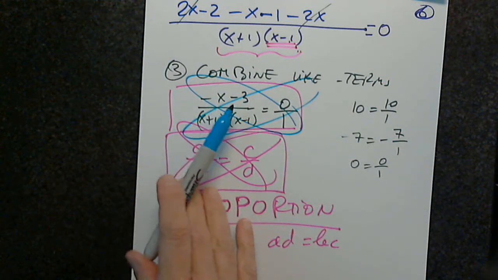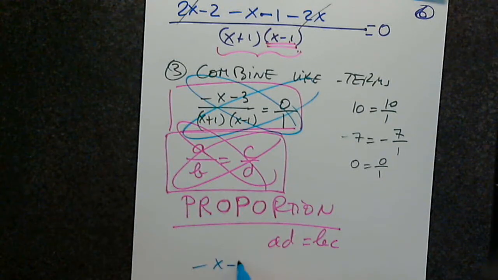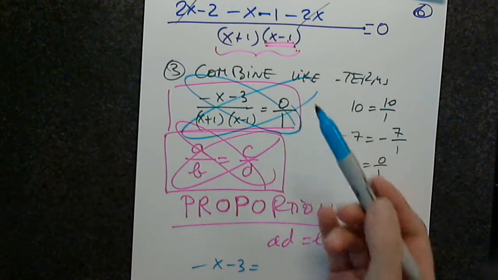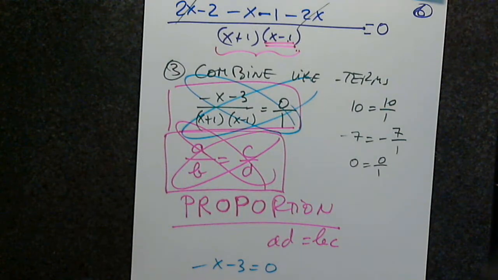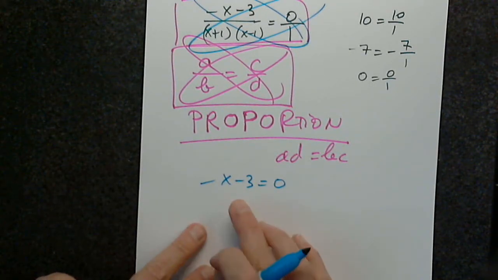So how much is negative x minus 3 times 1? Negative x. Equals, according to this, whatever times 0, which is? What type of equation is this now? What type of equation? We just looked at it 5 minutes ago.